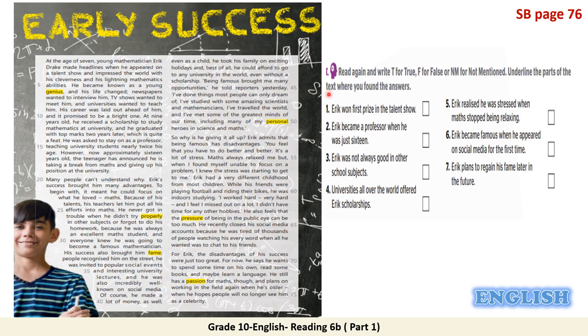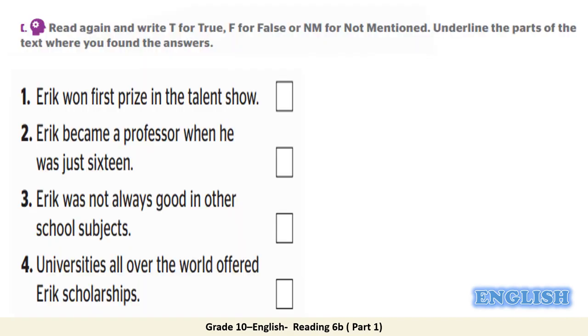Let's look at exercise C, page 76. You will read the text again and write T for true, F for false, or NM for not mentioned. Underline the parts of the text where you found the answers. We will work on them one by one, beginning with number 1.